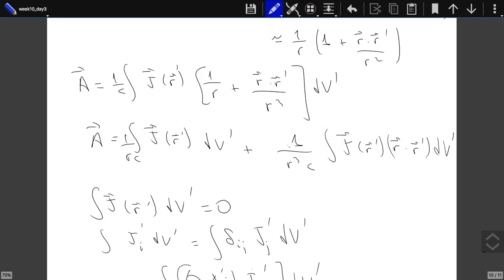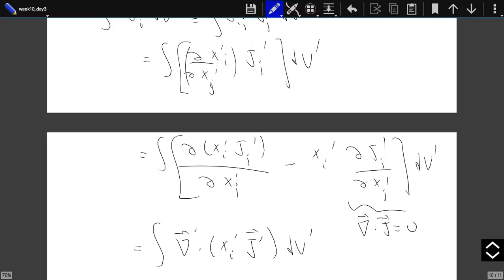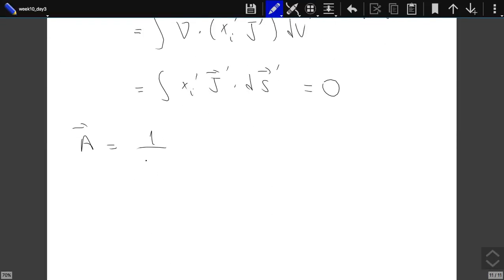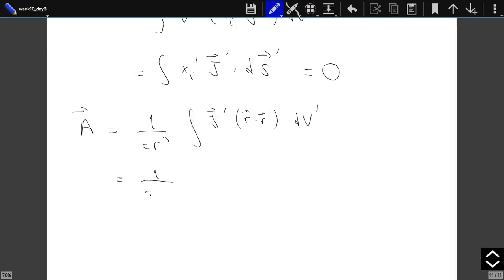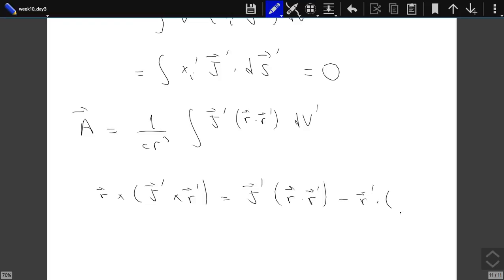Now let's look at the second term. So the first term is 0. Now let's look at the second term. A is equal to 1 over cR cubed, integral of J prime (R dot R prime) dV prime. Now look at this identity: R cross (J prime cross R prime) is equal to J prime (R dot R prime) minus R prime (R dot J prime). Okay, this is what I want.